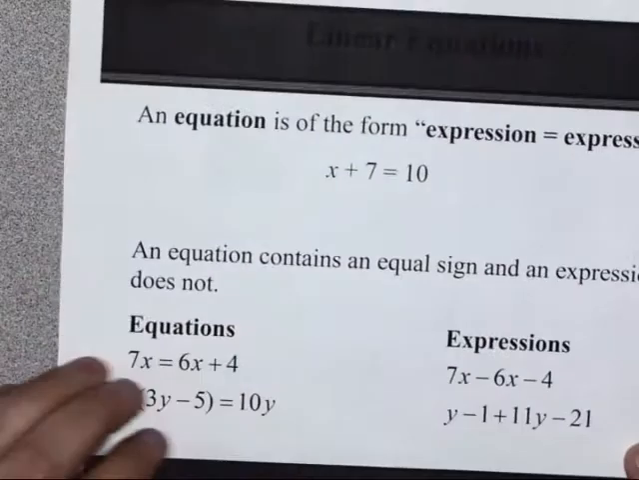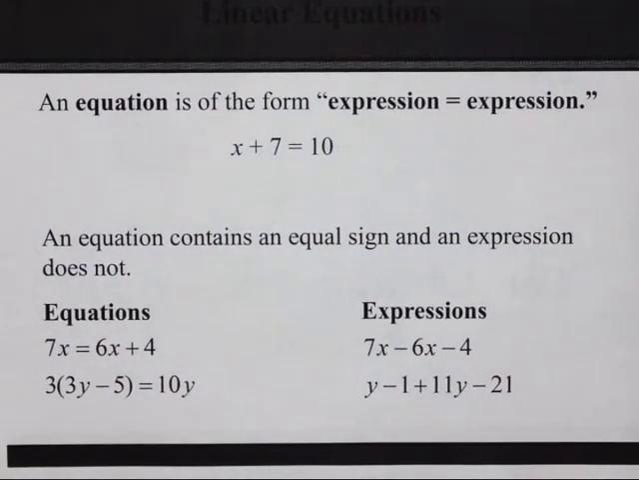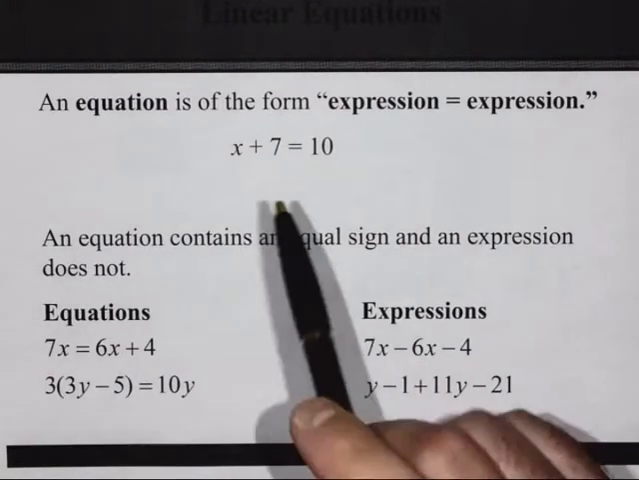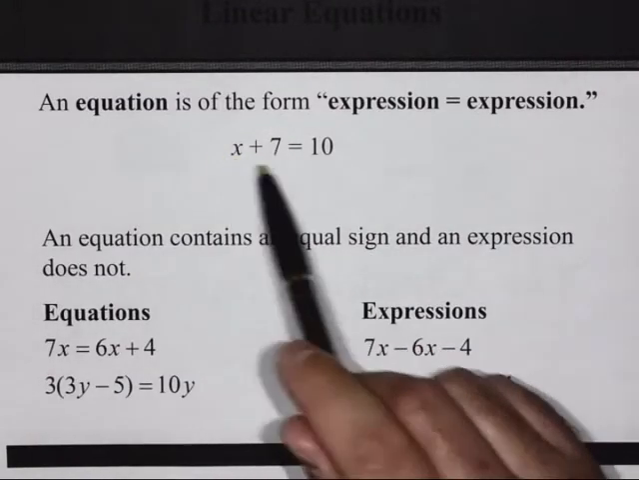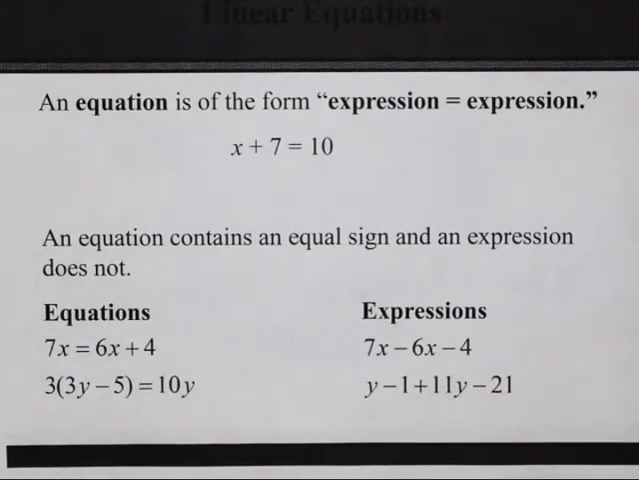Alright, a little bit of vocabulary definition. An equation has the root word equals. So an equation has an algebraic expression set equal to another algebraic expression. This is an example of an equation. We've got the expression x plus 7 set equal to the number 10.